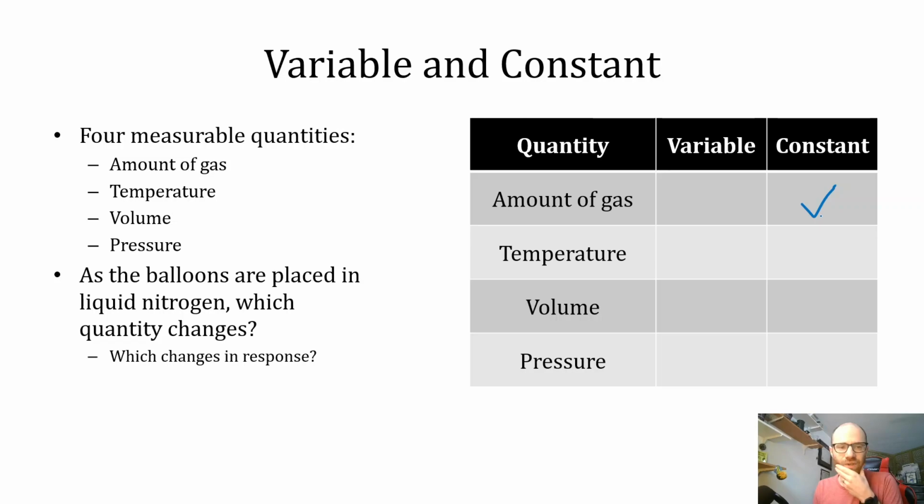The temperature, well, liquid nitrogen, right? Liquid nitrogen's at -200 Celsius, and I'm pretty sure the scientist was in a room temperature room of about 20 to 25 Celsius. So I'd say the temperature was highly variable, and we'll call that our independent variable. And then in response, the volume changed. So that'll be our dependent variable. It got smaller, and then when it heated back up to room temperature, it got larger again.